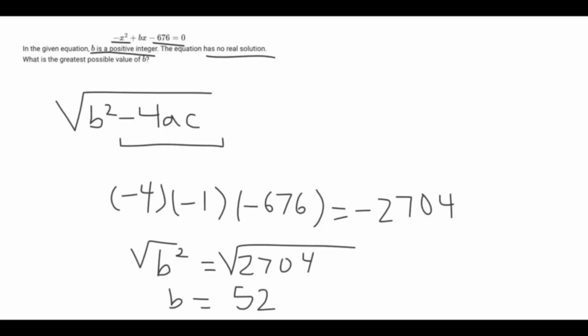So the next closest value under 52 would be 51. And so the greatest possible value for b is 51, because we can test this: 51 squared is 2,601. And that is indeed smaller than 2,704. And so if you did the math there, you would get a negative value. And so the discriminant would have a negative value, meaning you would get no solution. And that would ultimately solve the problem.